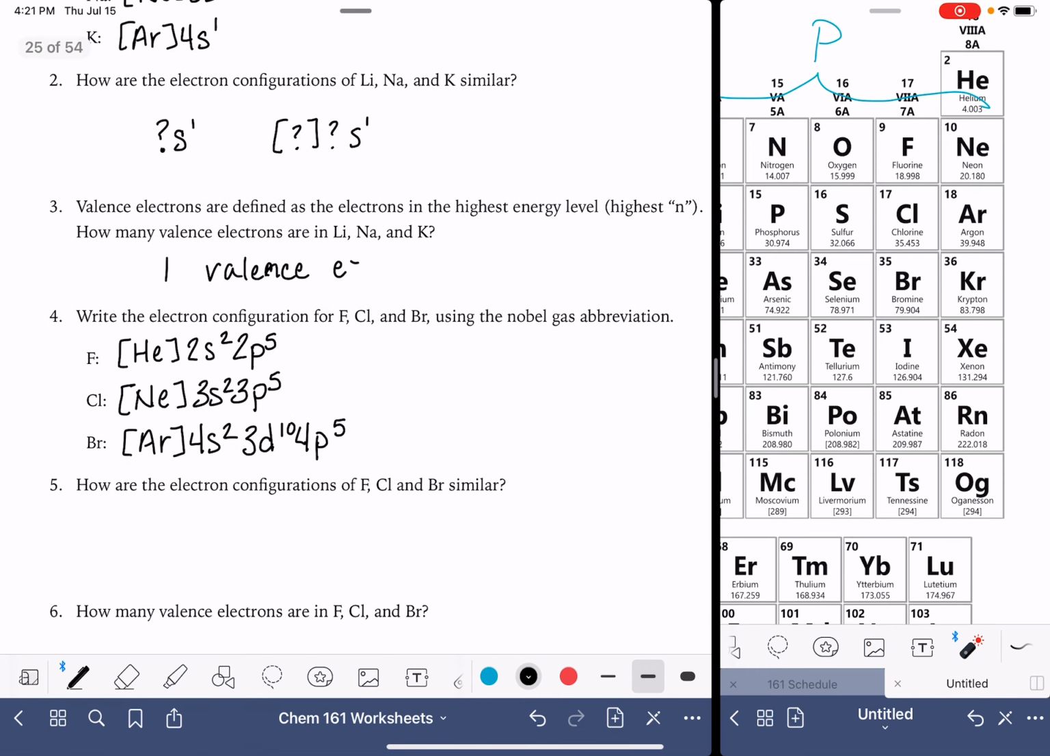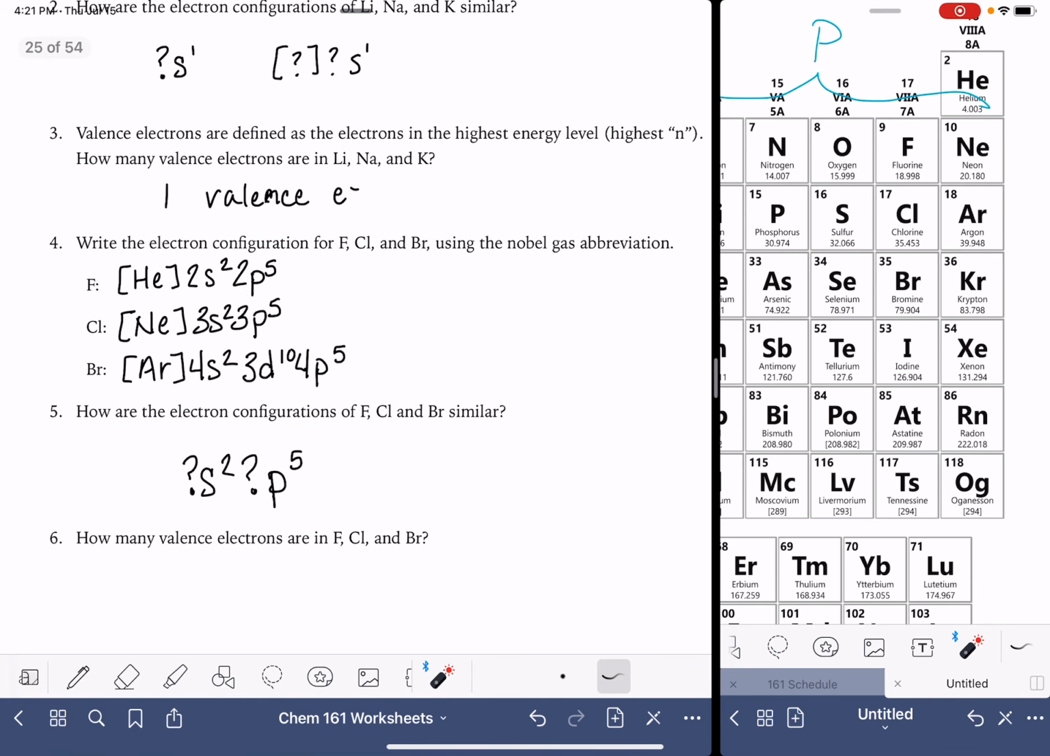How are these electron configurations similar? After the noble gas abbreviation, they are all something s2 and something p5. They don't all have the d10, so we won't say that that's a similarity, but they do all have an s2 and they all have a p5. How many valence electrons are there? Remember, the valence electrons are the ones in the highest energy level. So for fluorine, we have a total of 1, 2, 3, 4, 5, 6, 7 valence electrons in the highest energy level. For chlorine, the highest energy level is 3, and that's 2 plus 5 is 7.